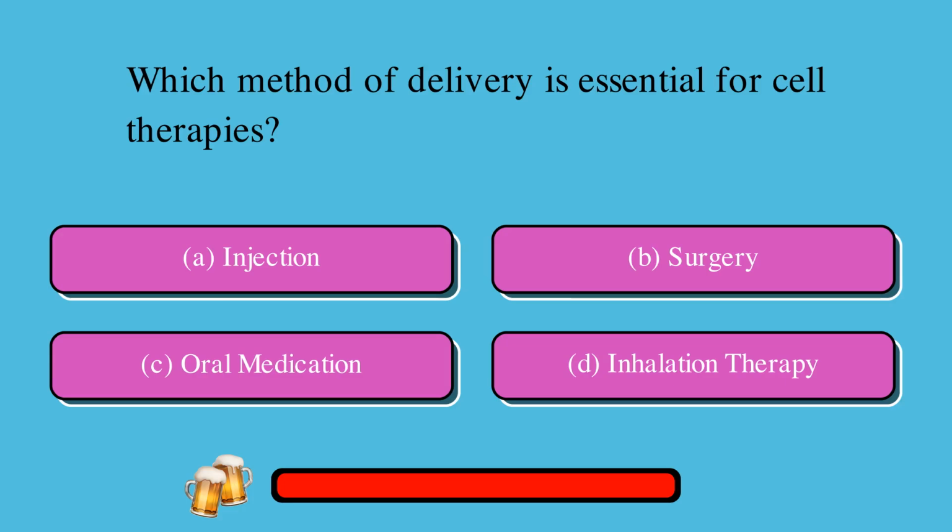Which method of delivery is essential for cell therapies? A. Injection, or B. Surgery, or C. Oral medication, or D. Inhalation therapy? The correct answer is A. Injection.